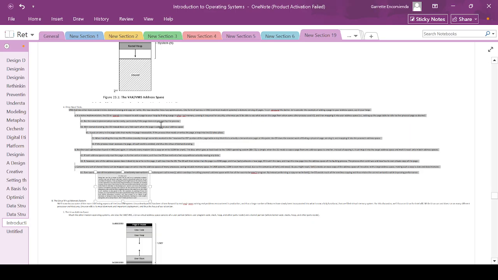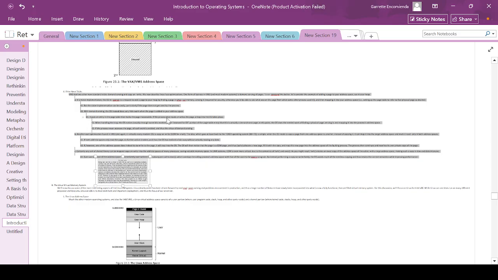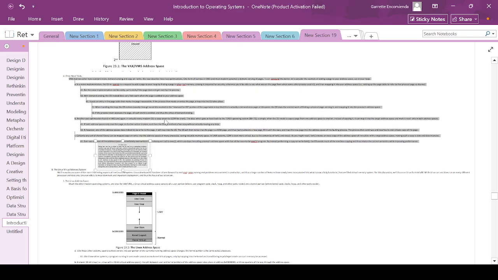But the naive implementation can be costly, particularly if the page does not get used by the process. Let's say a process allocates memory using malloc and you zero it. This could be costly if the process doesn't end up using it, even if it allocated it.